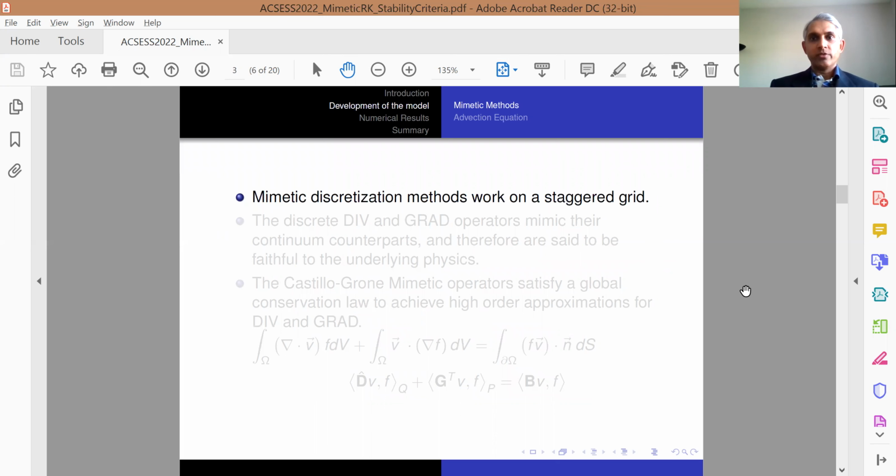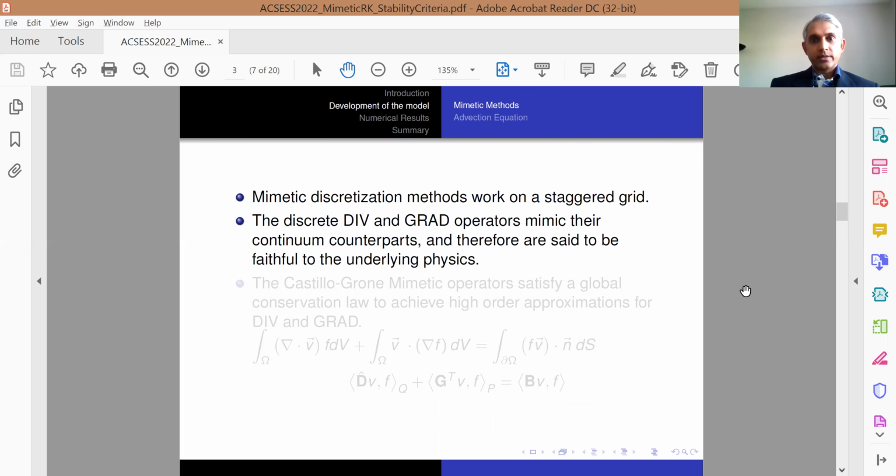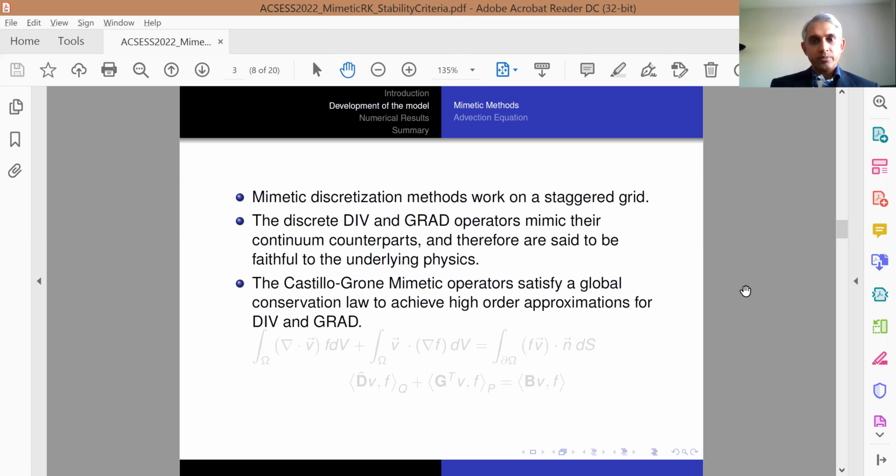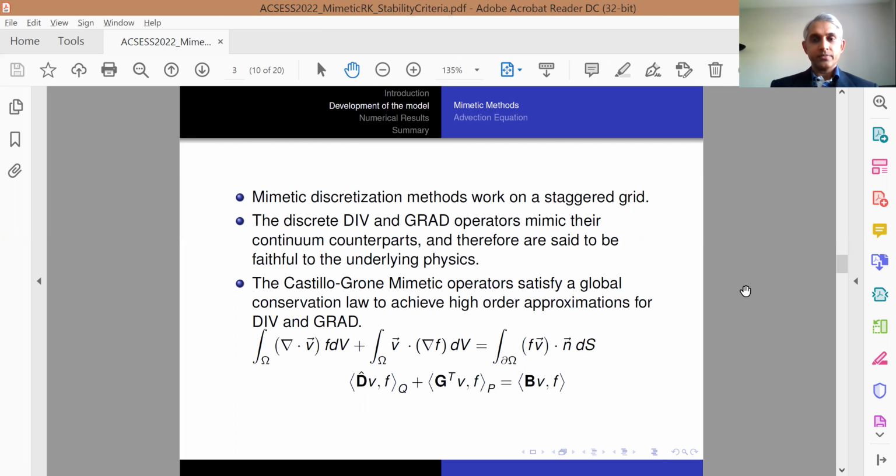We start with a brief overview of the mimetic methods. Mimetic discretization methods work on a staggered grid. The discrete divergence and gradient operators are set to mimic their continuum counterparts and are therefore said to be faithful to the physics of the problem. In particular, the Castillo-Grone mimetic operators satisfy a global conservation law, and in this case, it's the extended Gauss's divergence theorem, in order to achieve high-order approximations for div and grad.